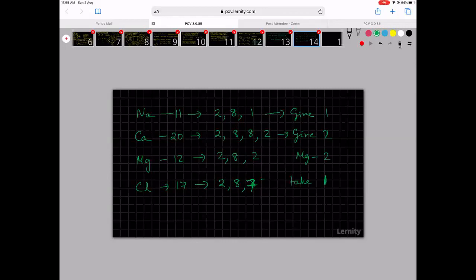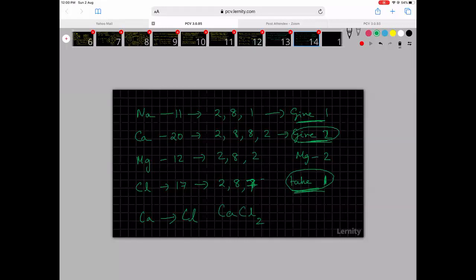So tell me, calcium can react with whom? Calcium wants to give, sodium also wants to give. So who will give to whom? They can't give, so they won't react. Now calcium wants to give, chlorine wants to take. So calcium will react with chlorine. Calcium wants to give 2, but chlorine wants to take only 1. So calcium will give to 2 chlorines.